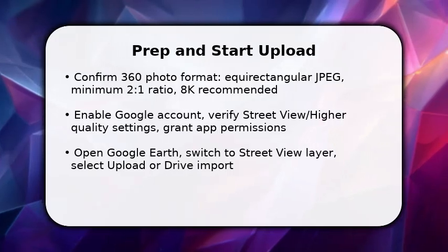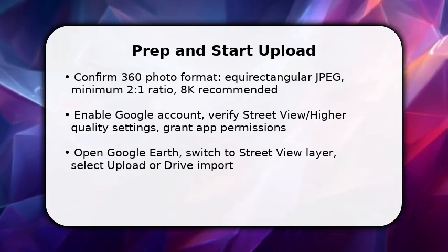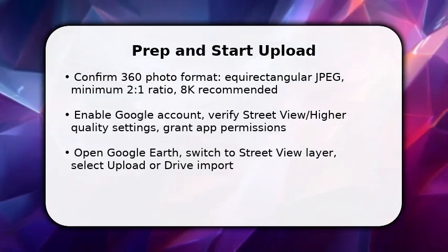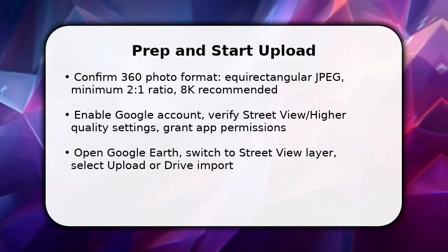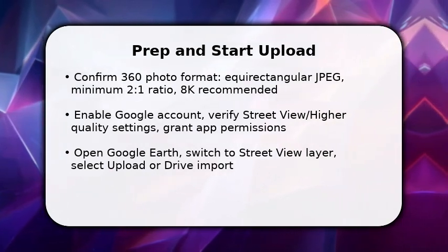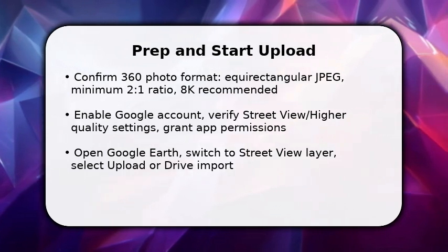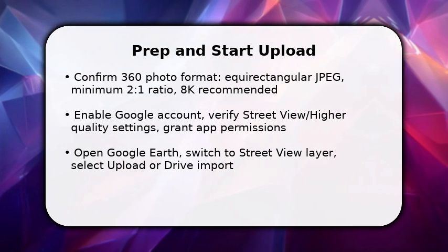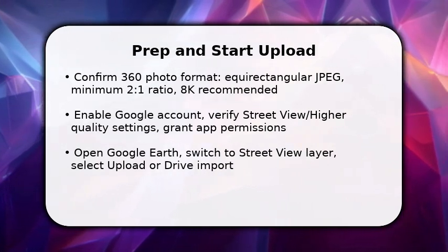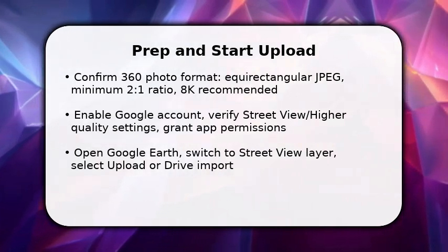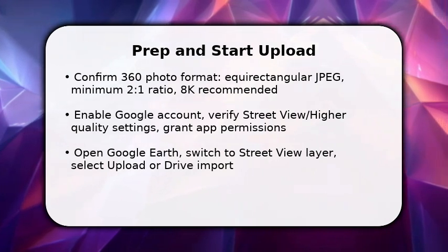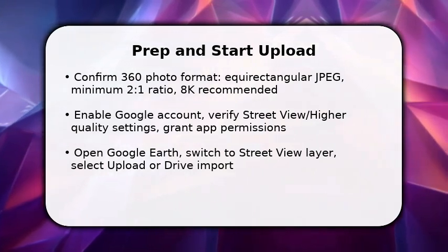You begin by preparing and starting the upload. Capture or confirm a 360 equirectangular JPEG because Google Earth needs full sphere imagery to place correctly. Once prepared, sign into your Google account and enable Street View uploads and location permissions so the app can tag coordinates. Then open Google Earth, enable the Street View layer, and choose Upload or Import from Google Drive.